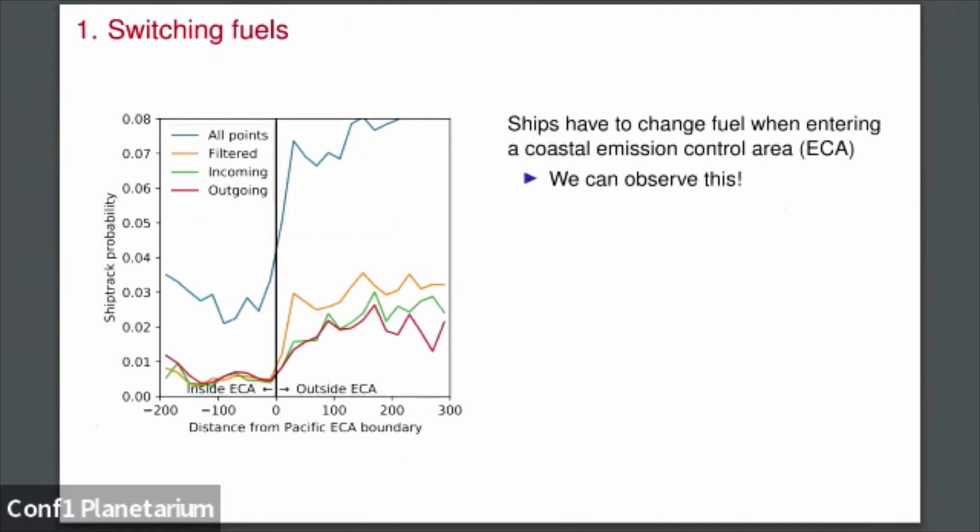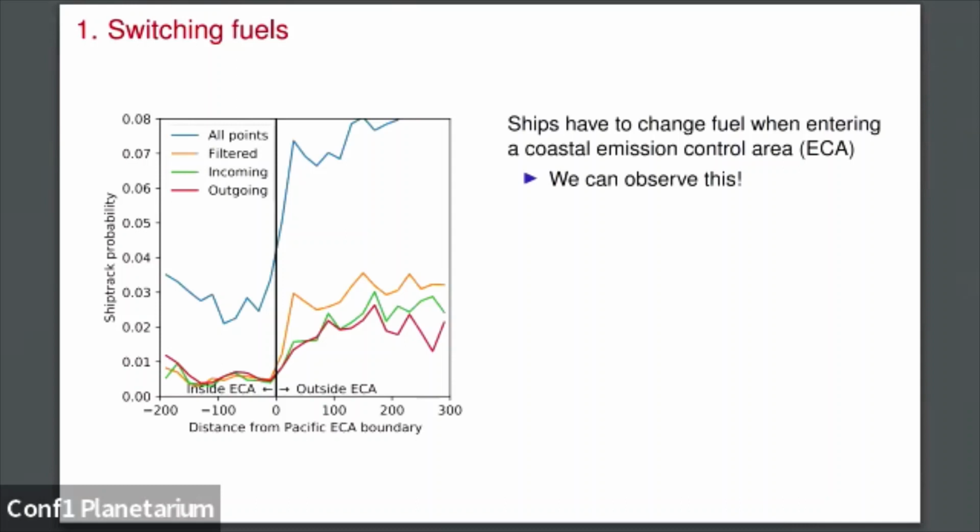Now, there are a couple of other interesting things as well that we can see. When the ships move into these emission control areas, they have to change the kind of fuel they're burning. They don't burn expensive low sulfur fuel everywhere. They switch to the low sulfur fuel when they move inside the emission control area. Ships that don't enter the emission control area don't switch their fuel. And we can actually see this in the probability of the track formation from these ships.